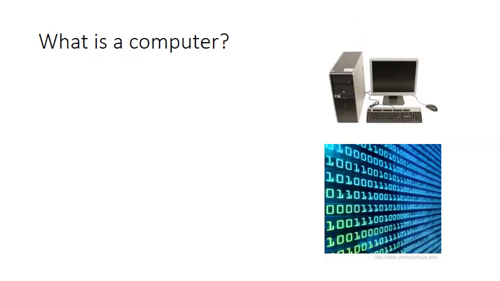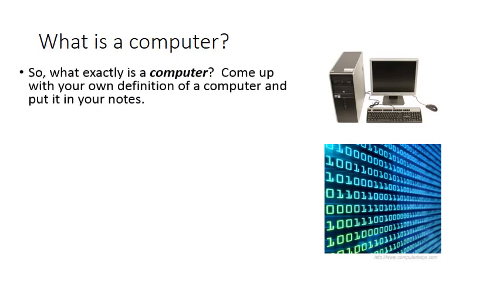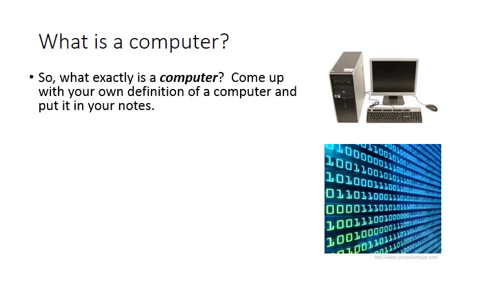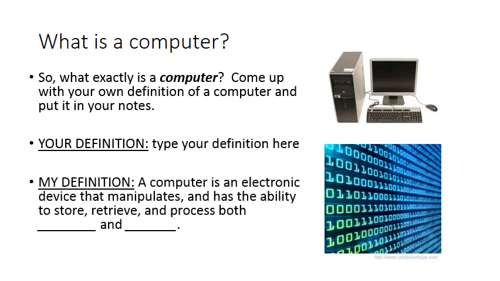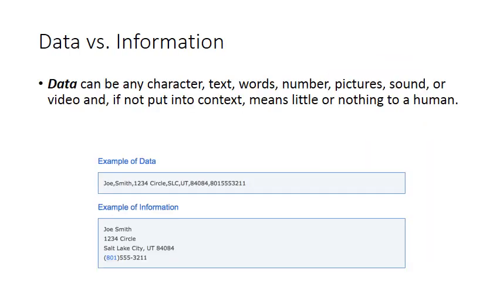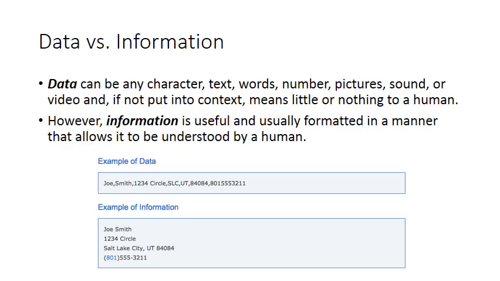So what is a computer? I want you guys to take a second and come up with a definition of your own as to what a computer is and put that in your notes. A computer is an electronic device that manipulates and has the ability to store, retrieve, and process both data and information. So make sure you fill in the blanks with those two words, data and information.